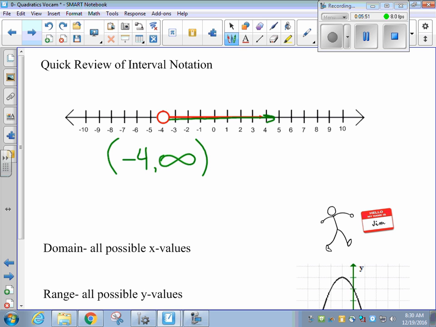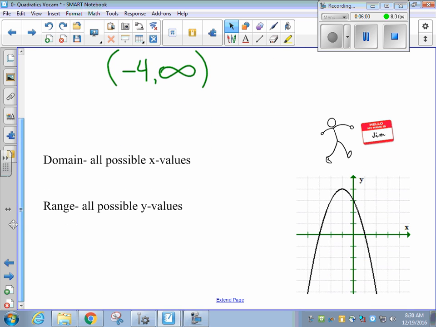Now we're going to apply this concept to two-dimensional graphs. So let's go ahead and use interval notation to define this parabola. Now domain is the first part we need to learn about. Domain is all possible x values. So the way I like to think about this is this little stick guy Jim. Jim likes to go for walks on graphs.